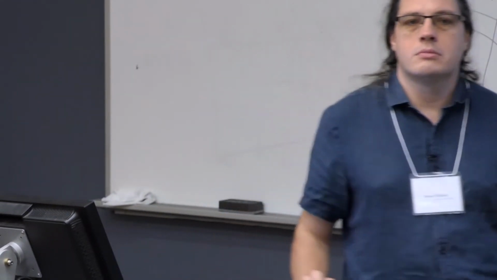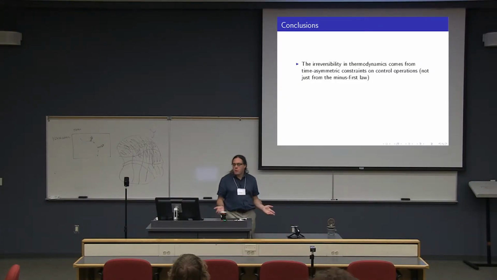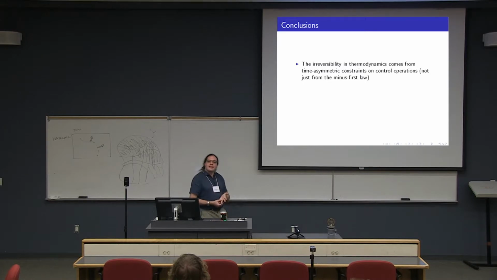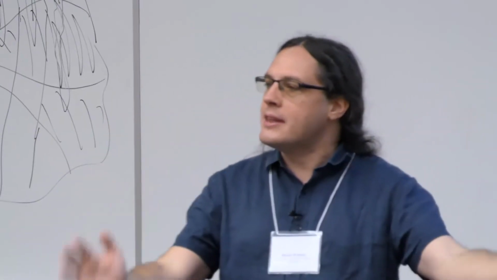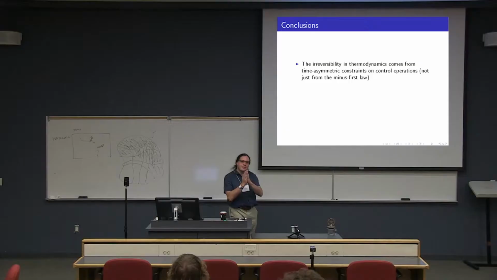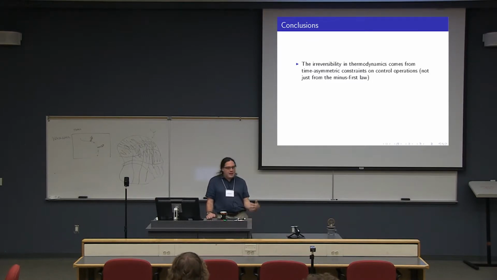Okay, so to wrap up, and pull some strands together from that. Perhaps this is not so much conclusions as final observations. One thing we get from this is that if I'm thinking of thermodynamics as a control theory of an antecedently specified theory, rather than just in its abstract axiomatic form, then the irreversibility we get in thermodynamics is coming, at least in part, from the time asymmetric constraints on the control operations.